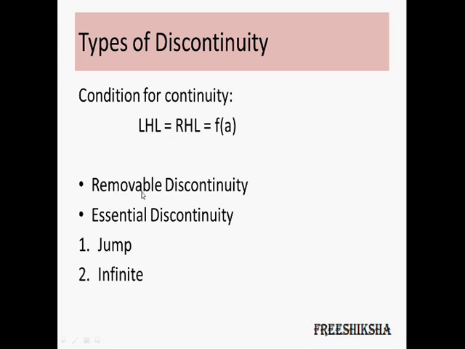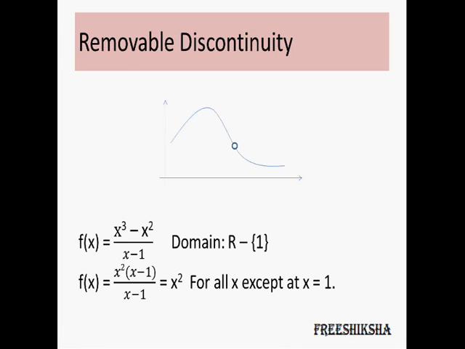So you can have a removable discontinuity or an essential discontinuity. Removable means a discontinuity which can be removed. The function can be made a continuous function. But essential discontinuity means that the discontinuity cannot be removed. And there are two types of essential discontinuity: one is jump and another is infinite. So let's have a look at the removable discontinuity.